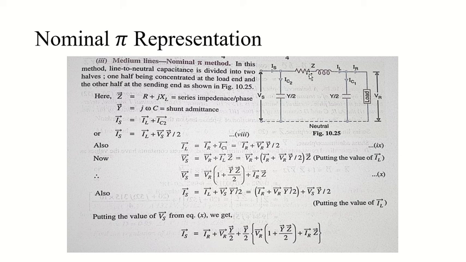So what will happen here? This line to neutral capacitance will be divided into two equal parts, which is this one and this one. This one is concentrated on the load end, and this one is concentrated on the sending end. Now I want to find the impedance. What will be the formula of impedance? It will be R plus jXL, right? There is no rocket science in that, it is very basic. What will be the formula for my shunt admittance? It will be j omega C.